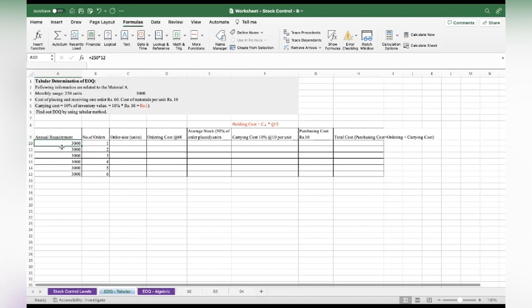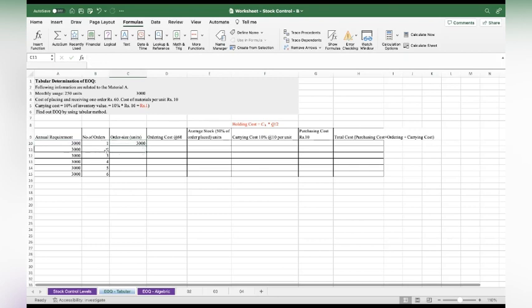Is it clear? Order size. What is the order size? If annually you are making one order per year, how much should you order to meet the annual requirement of 3000 units? That means you need to divide the annual requirement by the number of orders.